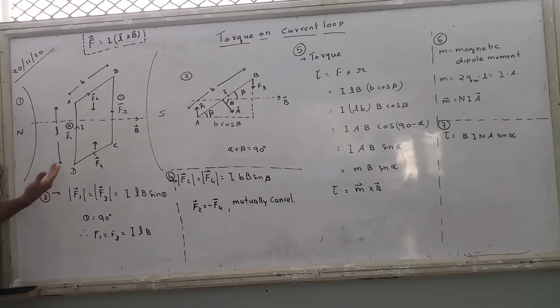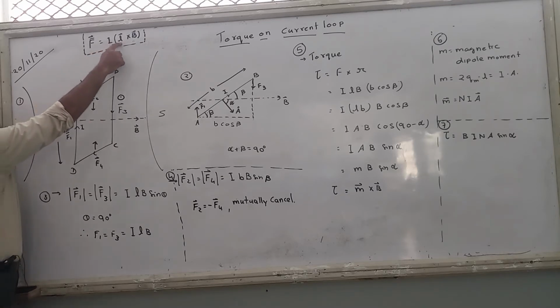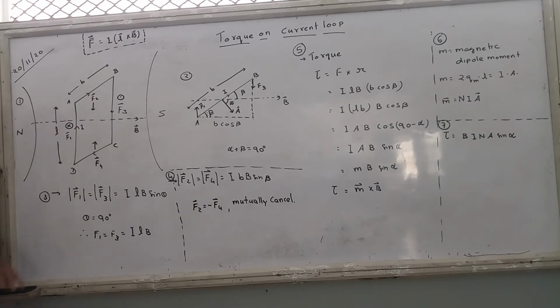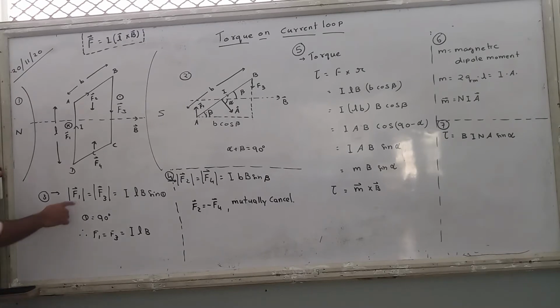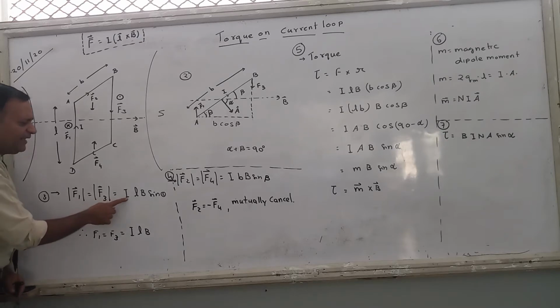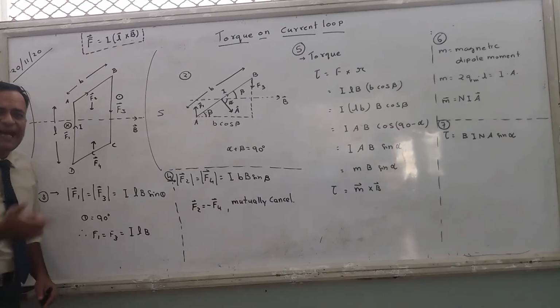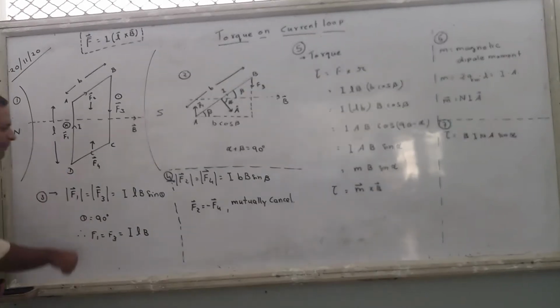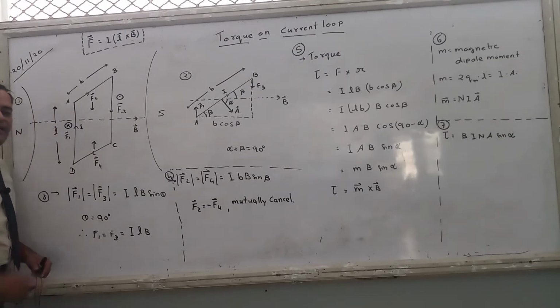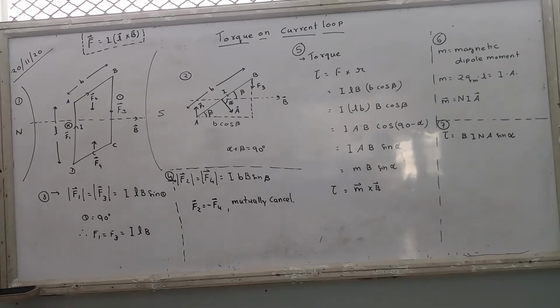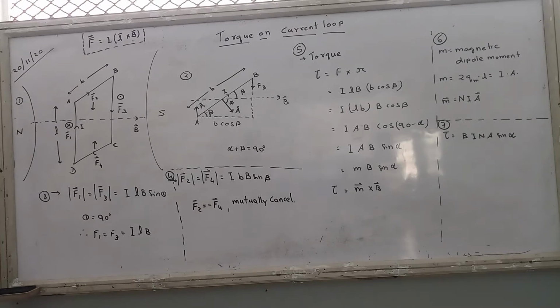What will be the magnitude of F1 and F3? Apply the equation, current into length into magnetic field into sine theta. What is theta? Theta is the angle between direction of current and magnetic field. Okay, what is theta? Theta is the angle between direction of current and the direction of magnetic field.